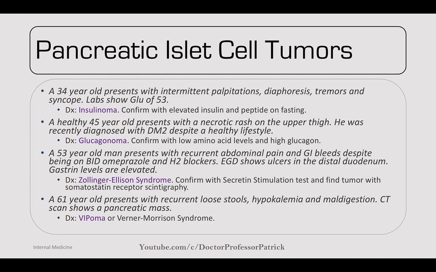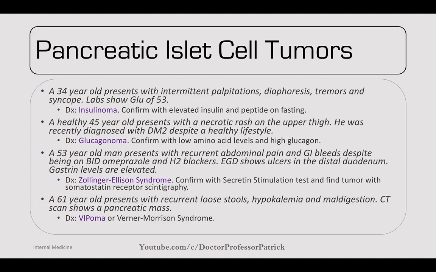Lastly, we've got a 53-year-old man with recurrent abdominal pain and GI bleeds, despite being on BID omeprazole and H2 blockers. EGD shows ulcers in the distal duodenum, and gastrin levels are elevated. So this is Zollinger-Ellison syndrome. This is confirmed with a secretin stimulation test, and you can find a tumor with the somatostatin receptor scintigraphy. So these are going to be like extreme GERD, out of proportion with a normal presentation.